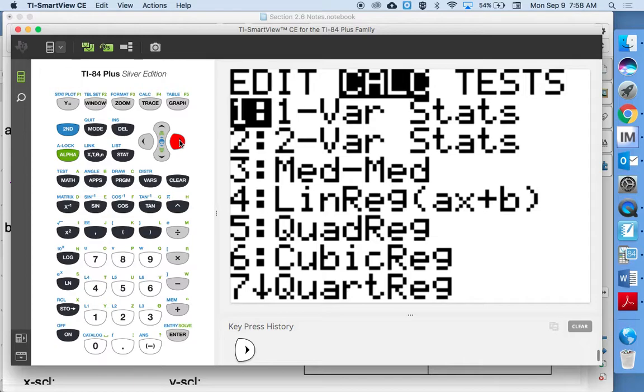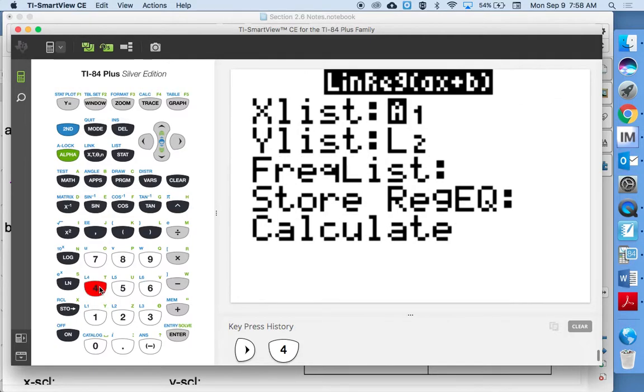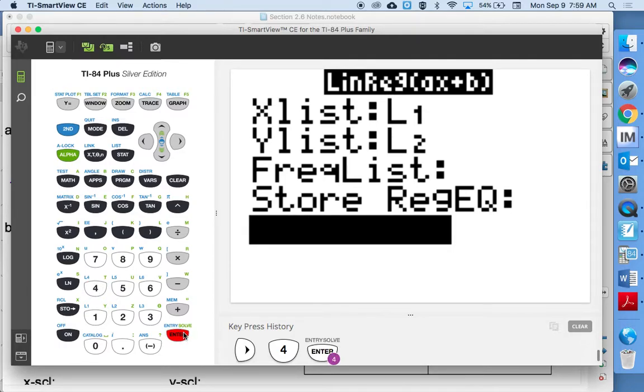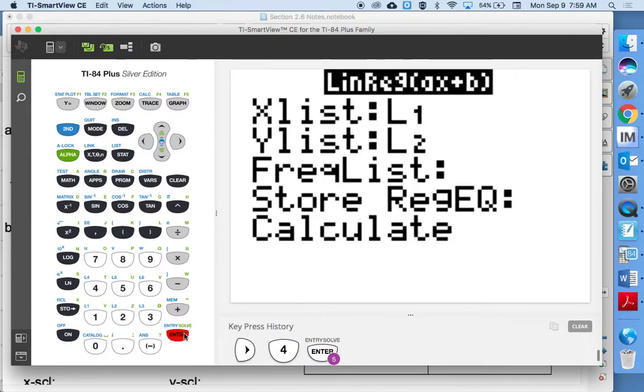Number 4 says LINREG, which is linear regression. And then behind it, it shows you that it's in that line form since we're doing a line. So we're hitting number 4. And then depending on your calculator, you might have to hit calculate or enter a bunch of times to get it to calculate. So don't do anything, hit enter, enter. I have to enter a bunch of times until it gets down to that word calculate. You might not have to, depending on what kind of calculator you have.